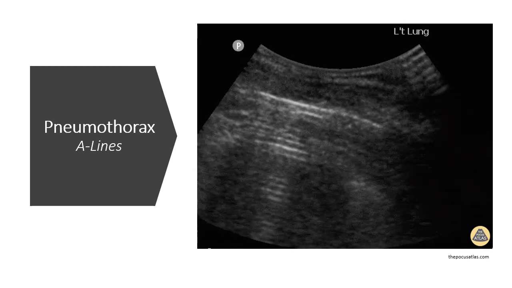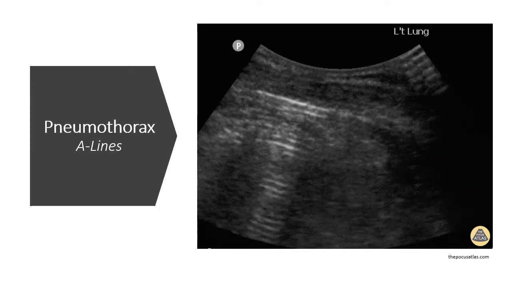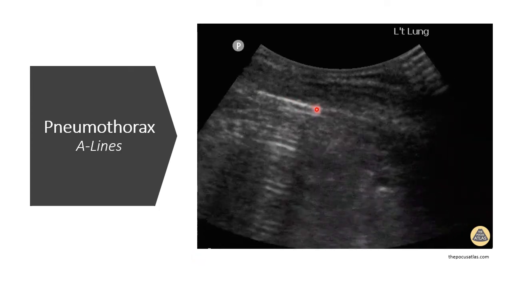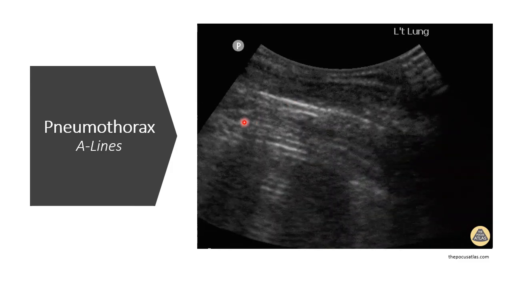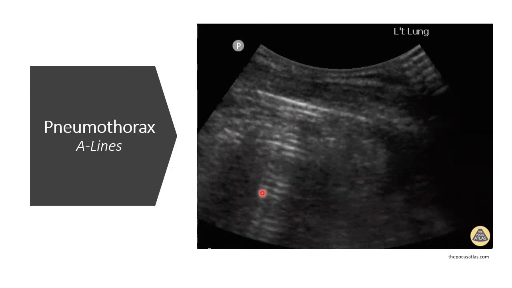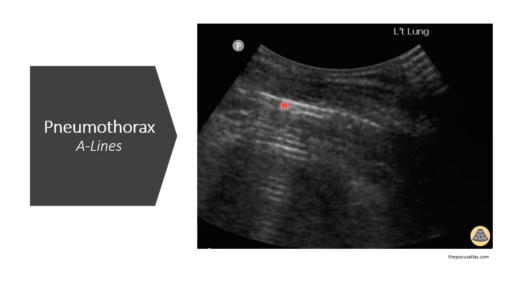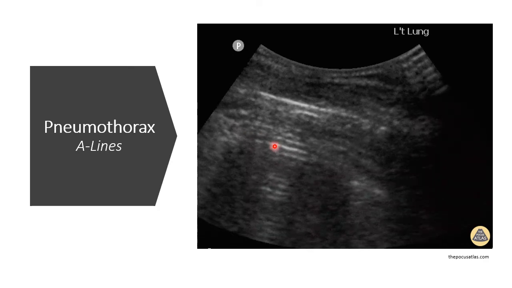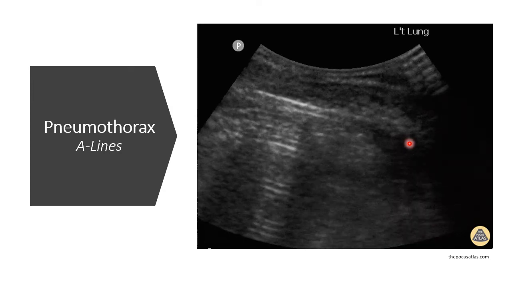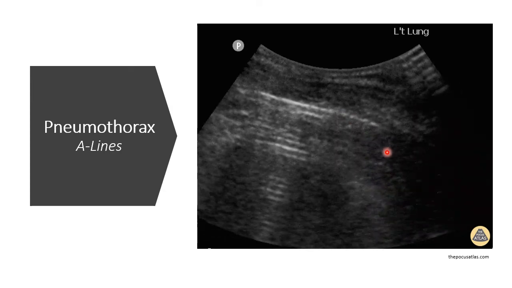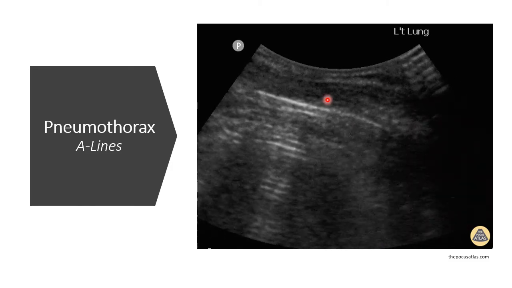Lastly, I want to remind you that A-lines can be seen even in the setting of a pneumothorax. So in this image, you see that at this location here, there's no lung sliding on the pleura, but below this, you're still able to see A-lines. Remember, A is associated with air. Therefore, if there's air on the other side of the pleura, you can still see these A-lines. In this image, you're also seeing part of the pleura that has lung sliding, and you're able to see the lung underneath it that's moving back and forth. So this is also an example of lung point.